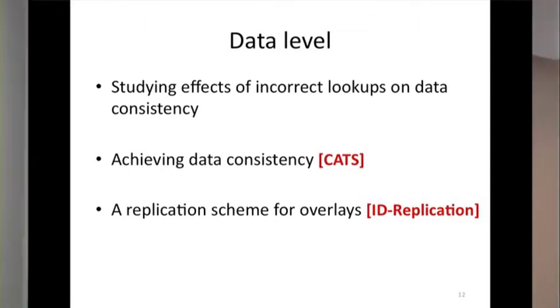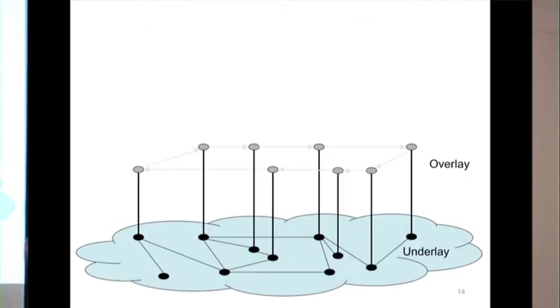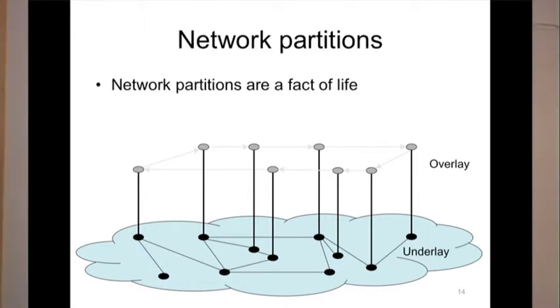Right, so let's begin with the contribution on the routing level. So we saw there's an underlay, there's an overlay. Now, as Peter pointed out, there can be network partitions. You cannot avoid network partitions in a distributed system. They are going to happen. Now or later, you have to deal with them.